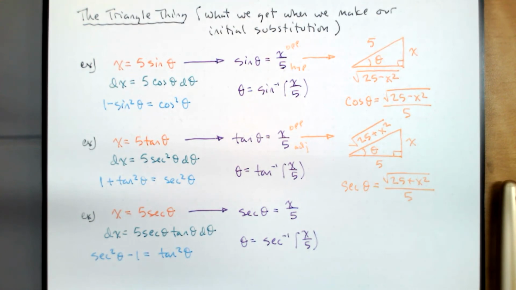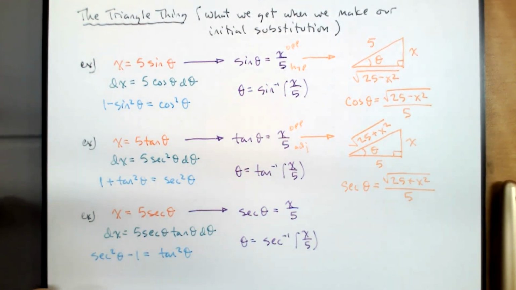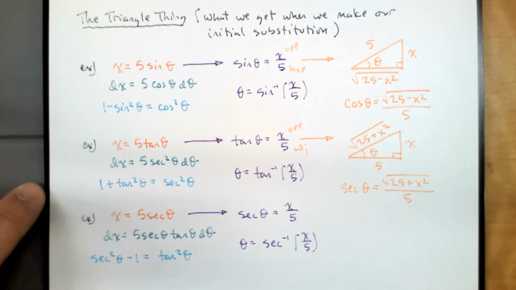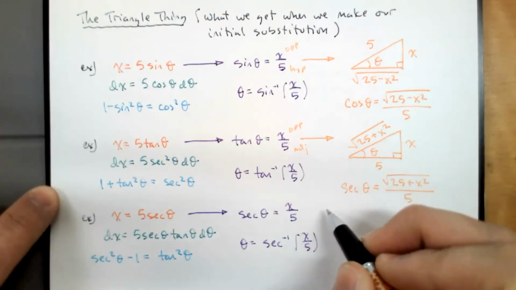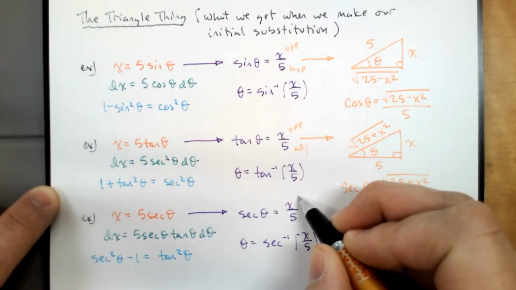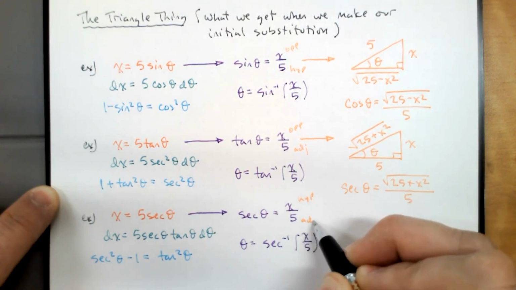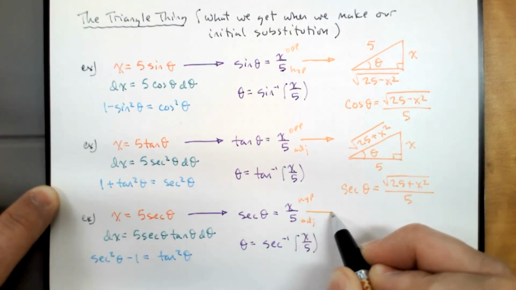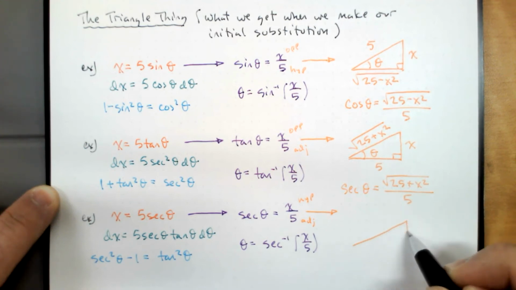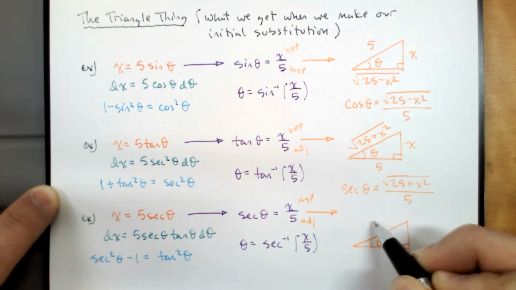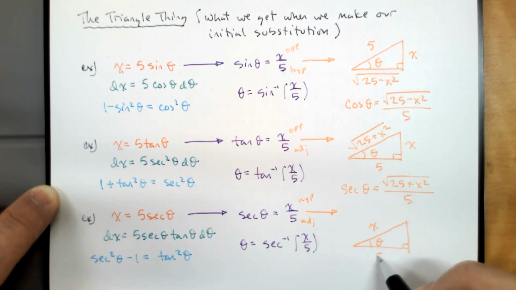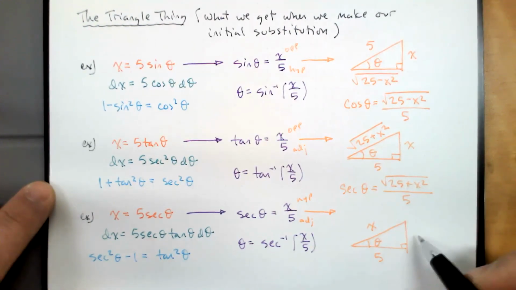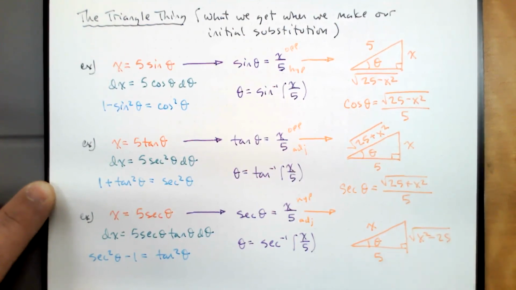We're going to have to do the triangle thing because there might be some tangents running around. When we integrate secants, we might end up with some tangents that we have to turn into tangents of theta that need to turn into x's. So secant is hypotenuse over adjacent. So in our triangle, our hypotenuse is x and the adjacent side is 5. So the opposite will be the square root of x squared minus 25.